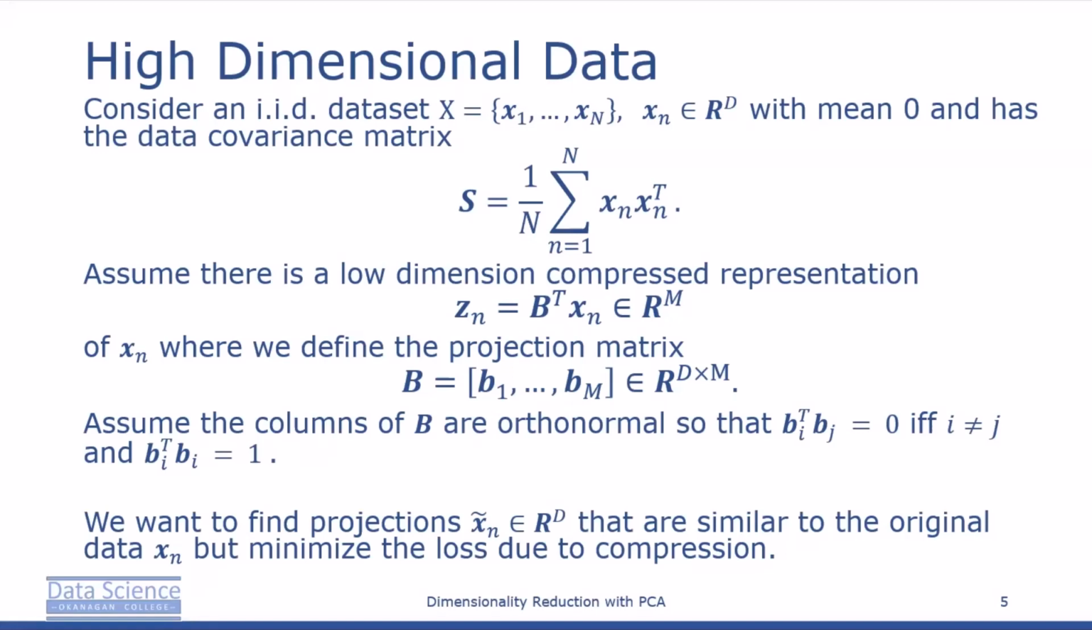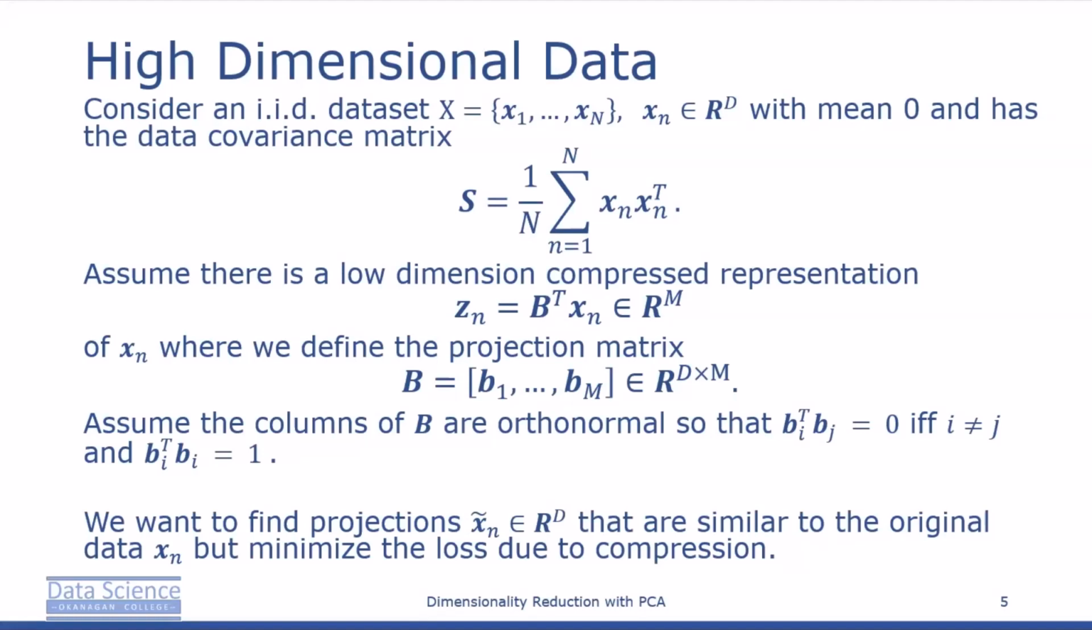Assume the columns of B are orthonormal, so that bi transpose bj equals 0 if and only if i is different from j, and bi transpose bi is equal to 1. We seek an m-dimensional subspace U of Rd, where the dimension of U is equal to m, which is less than d, onto which we project the data. We denote the projected data by x̃n in U, and their coordinates with respect to the basis vectors b1 through bm of U by zn.